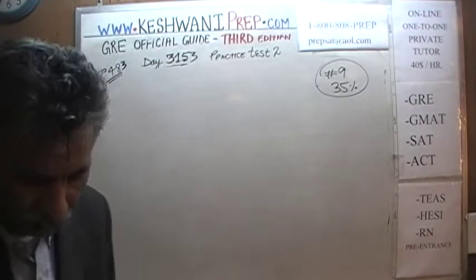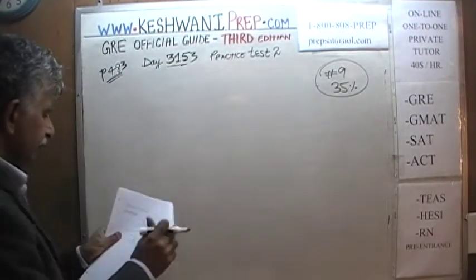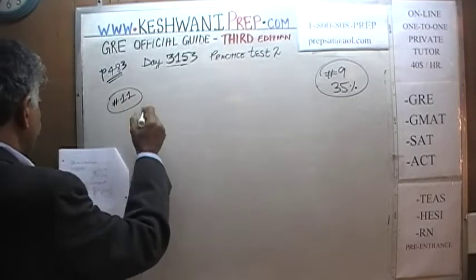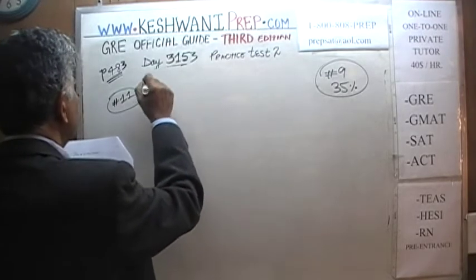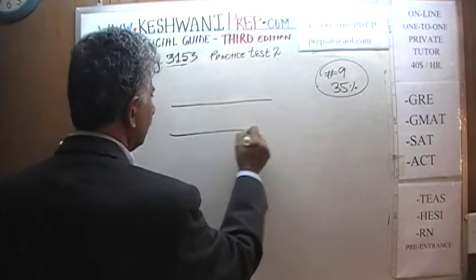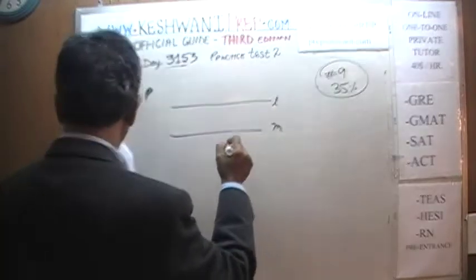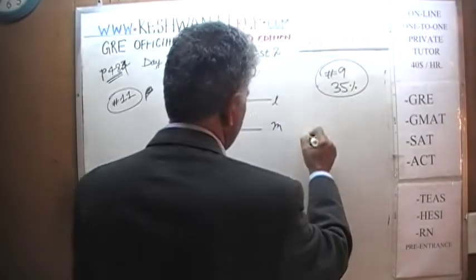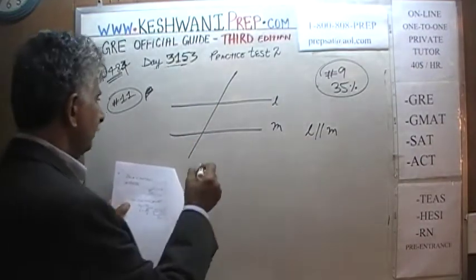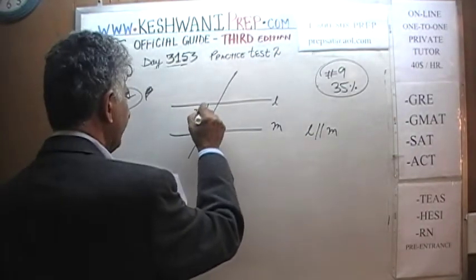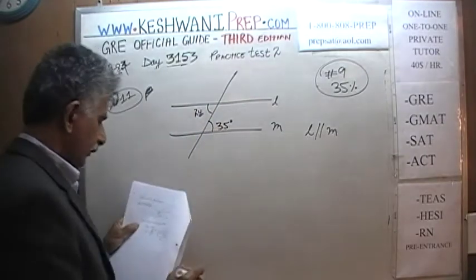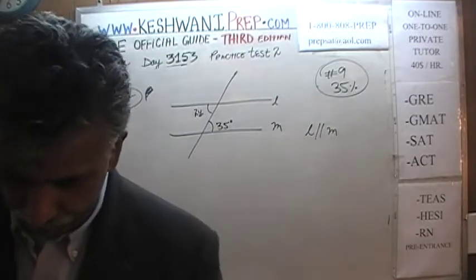Number 11 is the next one we're going to do. Number 11 is just too silly. This is on the next page, we are on page number 484 now. We're given two parallel lines, line L and M. It tells you that L is parallel to M. We are told that this angle is equal to 2y, and that angle is equal to 35. The question simply is, how much is y?